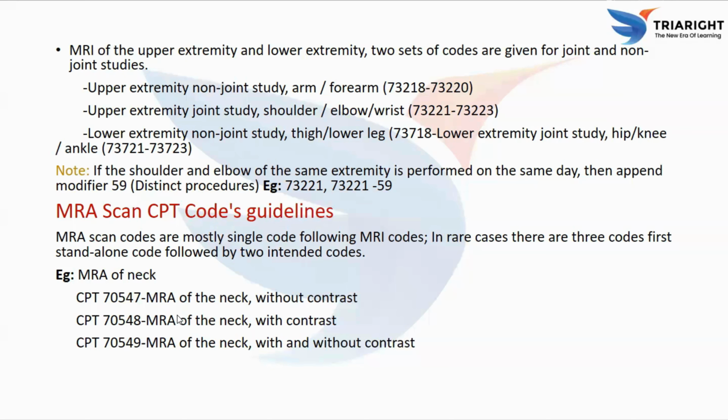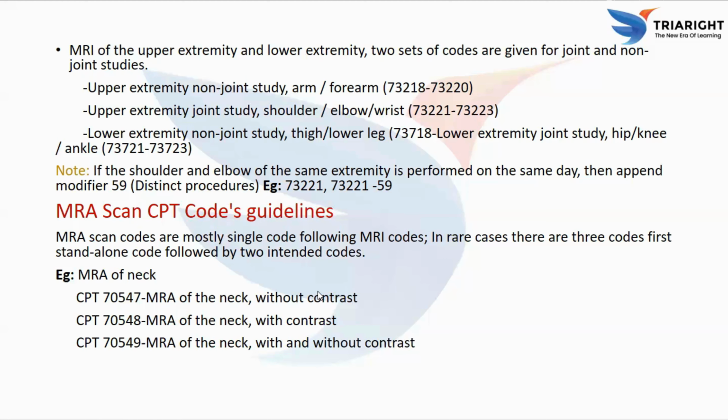So what is the MRI code structure, using the contrast logic? Almost all the MRI codes follow this pattern: 70547 without contrast, 70548 with contrast, and 70549 with and without contrast, for MRA of the neck. If both pre-contrast and post-contrast images are done, you always choose the with and without contrast code, not the two separate codes.